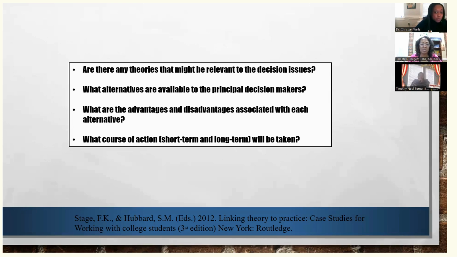And then what alternatives are available to the principal decision makers? What are the advantages and disadvantages associated with each alternative? And then what will be the course of action, short term or long term, that will be taken?